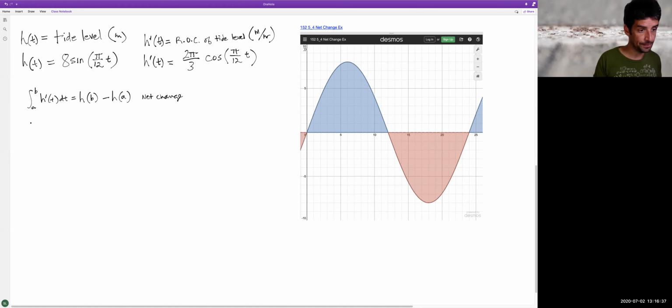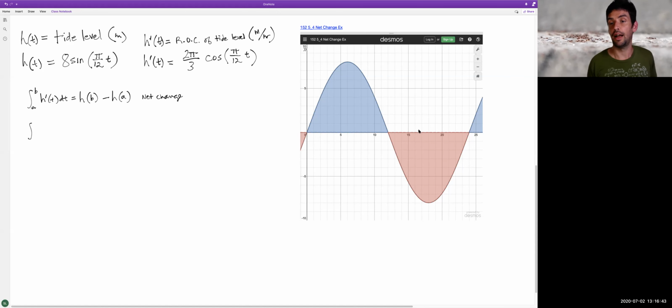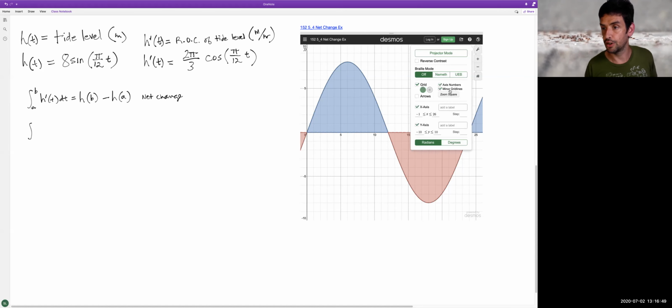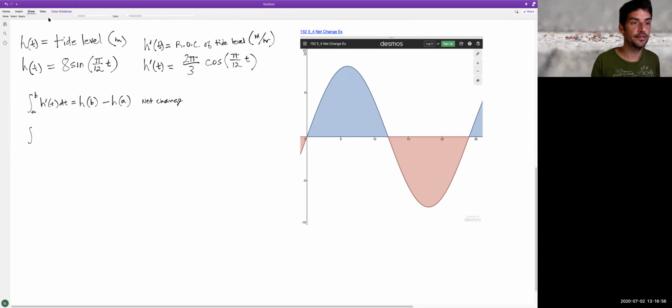So for example, oh, sorry, I want to mention, I have a graph here of this function. I've just shaded in two areas. If you look closely, let's turn off some of these grid lines. This is going from 0.